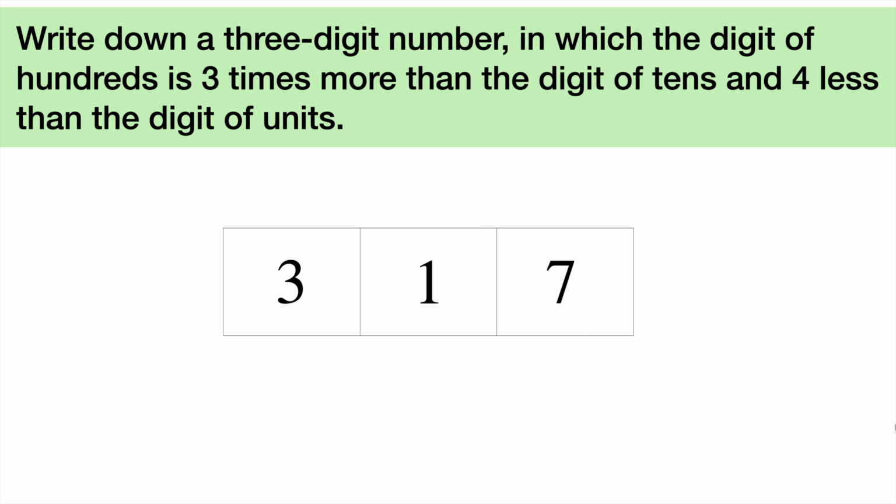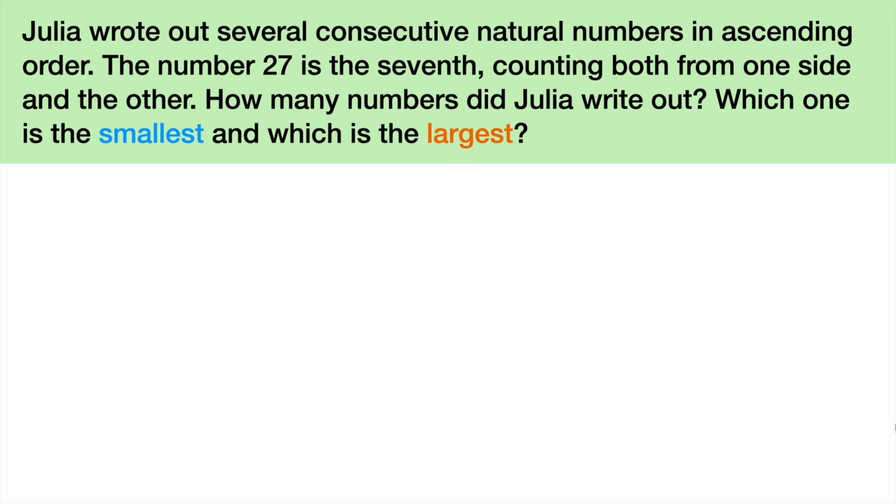In the next problem, Julia wrote out several consecutive natural numbers in ascending order. The number 27 is the 7th, counting from both one side and the other. How many numbers did Julia write out? Which one is the smallest and which one is the largest?